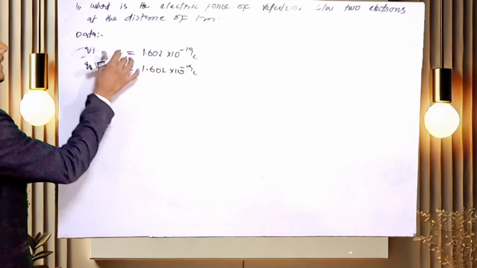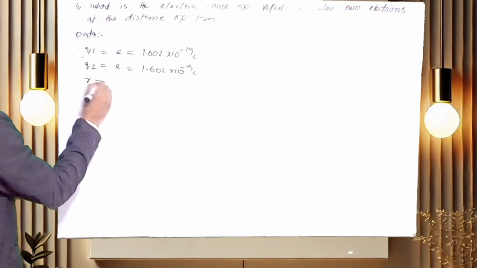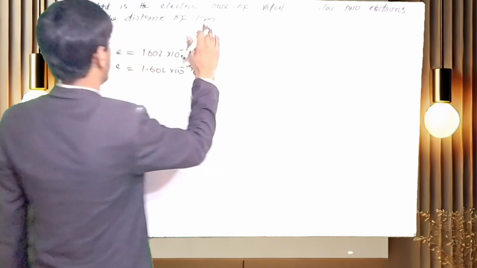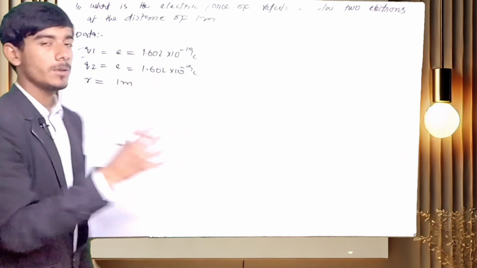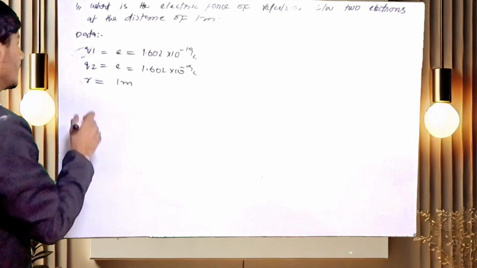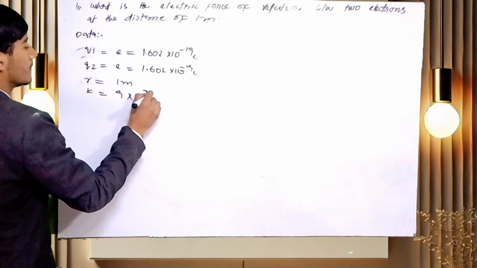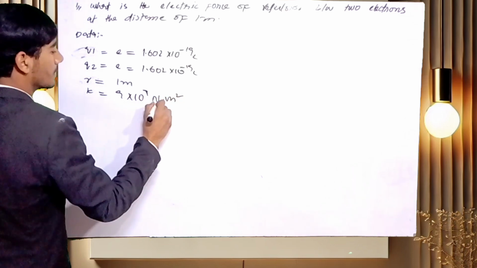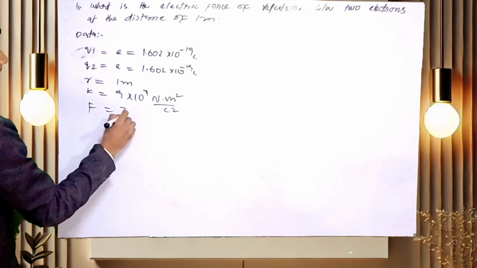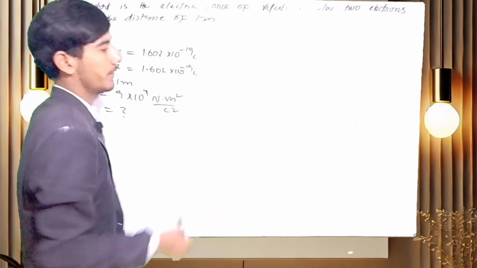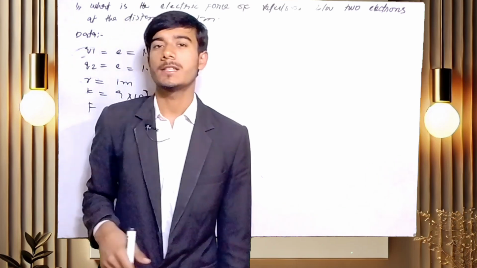This is the charge of an electron, and now here is the distance, 1 meter. R means the distance between the two charges, and Coulomb's constant is 9 into 10 power 9 Newton meter square per coulomb square. And what is the force? We have to find the electric force. The force is repulsive in nature.